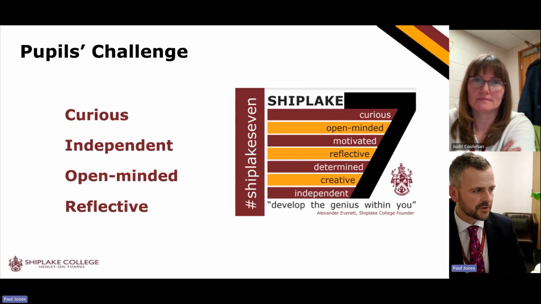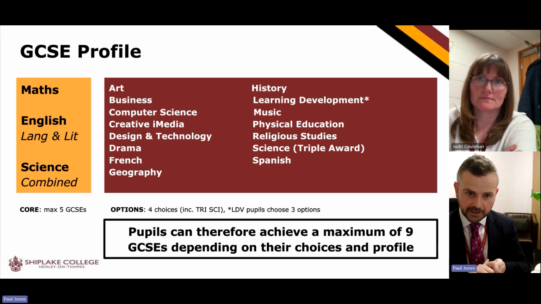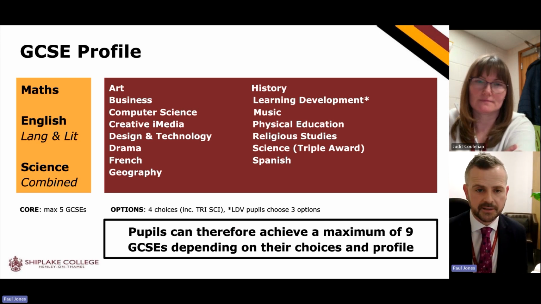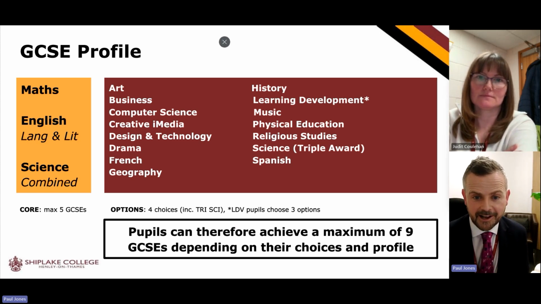So forgive me, I'm just scrolling back. There we go. So it's the ones in the yellow box. So maths, both English language and literature, and combined science. Some pupils may then choose triple science as one of their options, but that would of course still be considered as part of the core subjects. I hope that helps. Thank you.